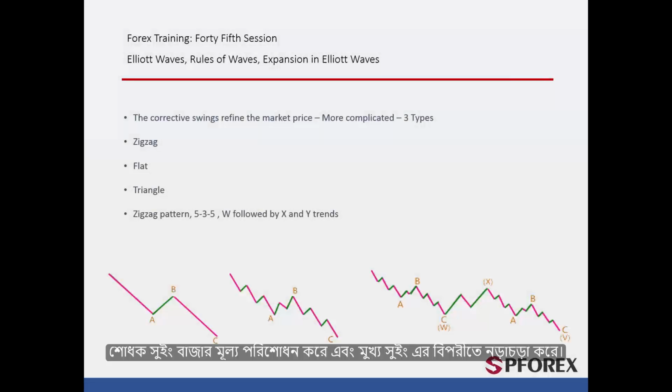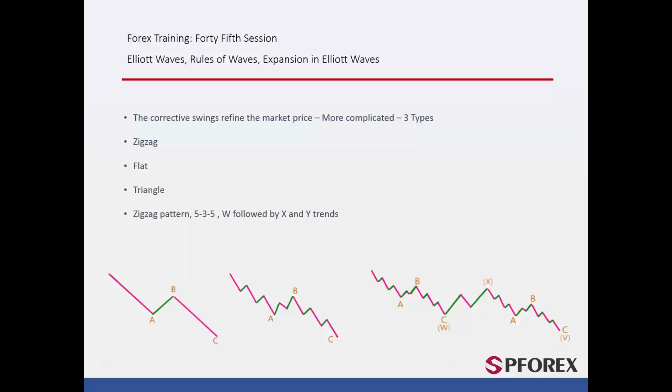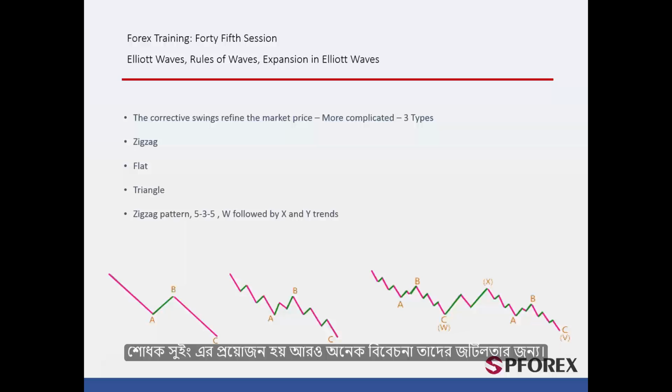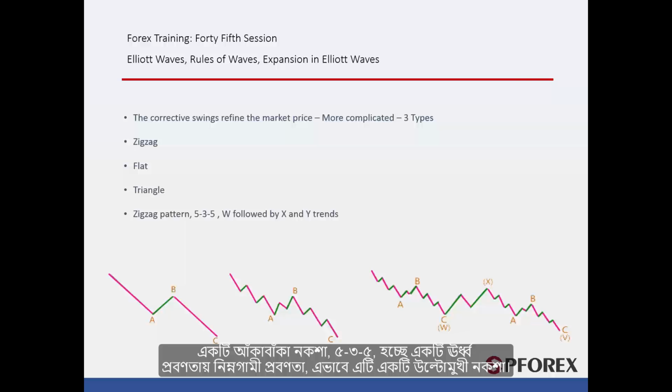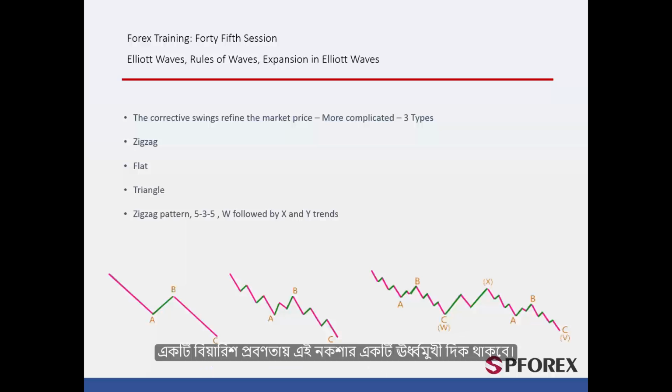The corrective swings refine the market price and move against major swings. Corrective swings require more consideration due to their complexity. There are three types of corrective swings: zigzag, flat, and triangle. A zigzag pattern, 5-3-5, is a downward trend in an uptrend. Thus, it is a reversal pattern. On a bearish trend, this pattern will have an upward direction.